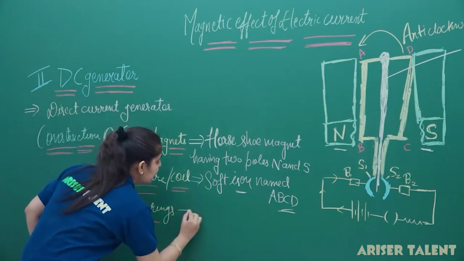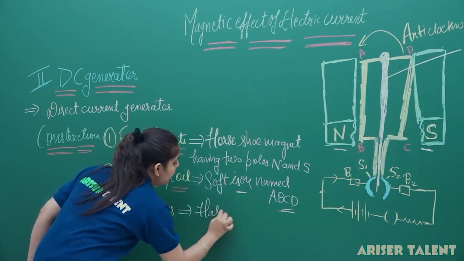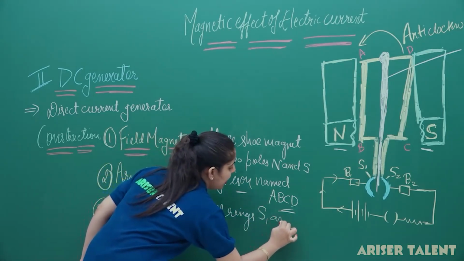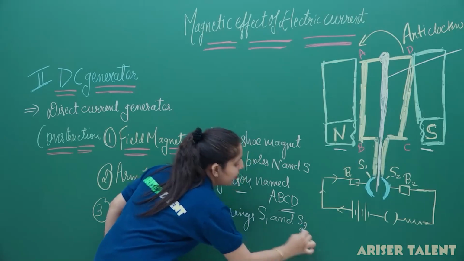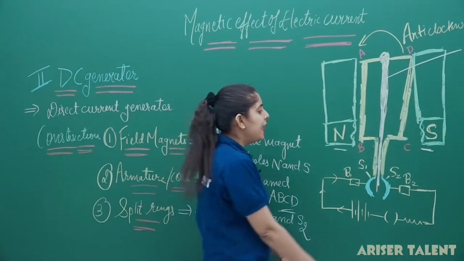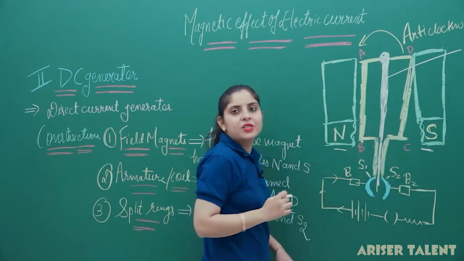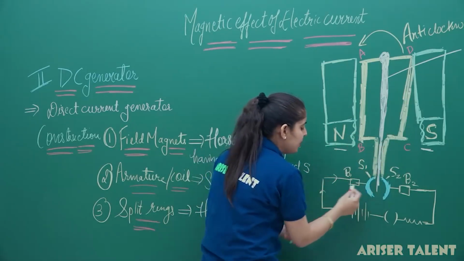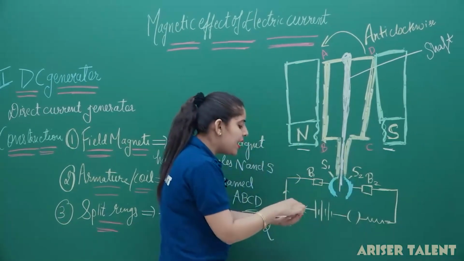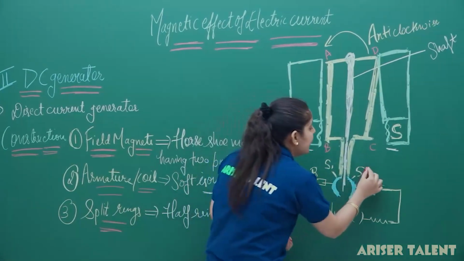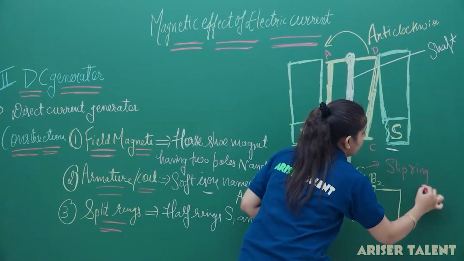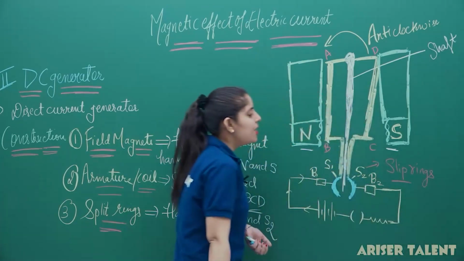Now, these split rings are half rings named S1 and S2, and you can see here these two rings are connected with the two ends of the armature. With the ends of the armature, we have connected these two rings, S1 and S2, and I can name them slip rings. These are the slip rings.